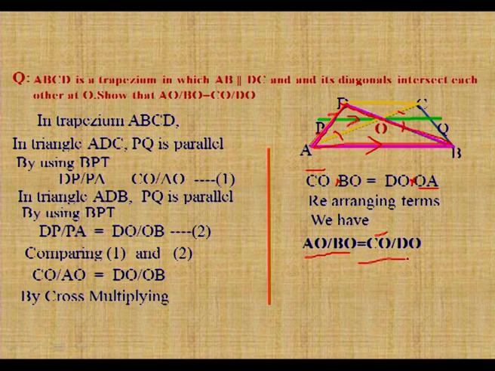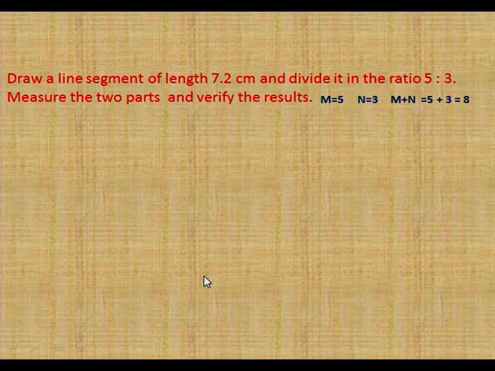Hence it is proved. Now, one more important thing we have to observe in the same application of the basic proportionality theorem: we can divide the given line segment into the given ratio. How? Draw a line segment of length 7.2 centimeters and divide it in the ratio of 5:3. Measure the two parts and verify the results also. Then I am assuming this ratio as m is to n. Therefore, m is to n is 5:3, and the sum of all the ratios is 8. Therefore, it is to be taken as 8.